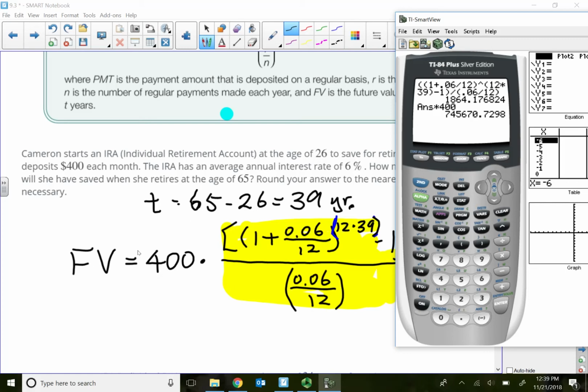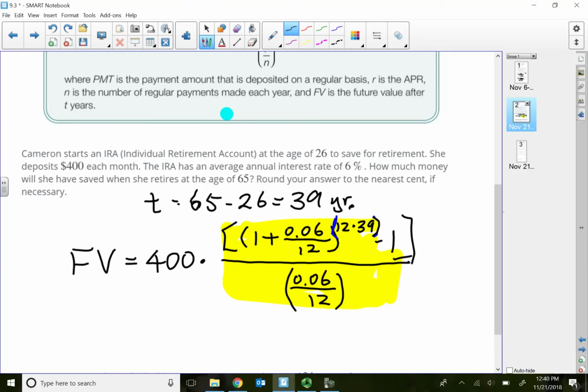So basically, this $400 every month for the next 39 years, into this 6% account will eventually grow to $745,670.73. Okay, opportunity cost. Imagine what happened to the $400 car payment after 39 years.